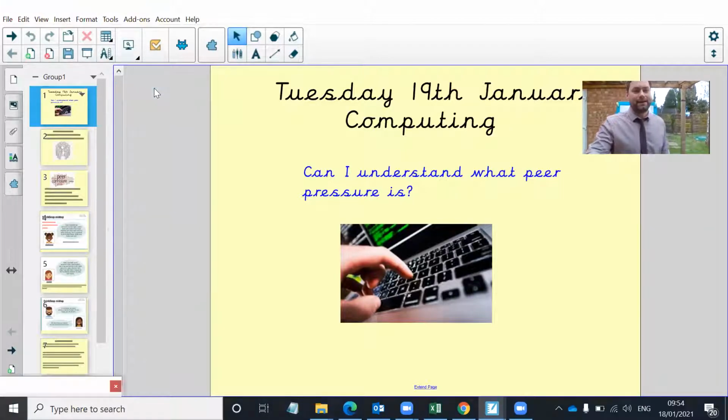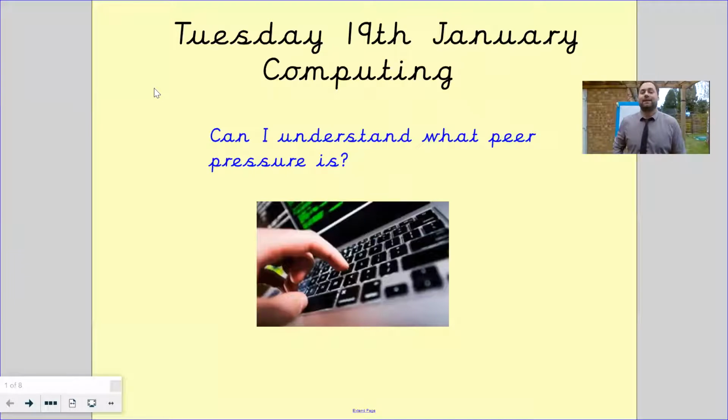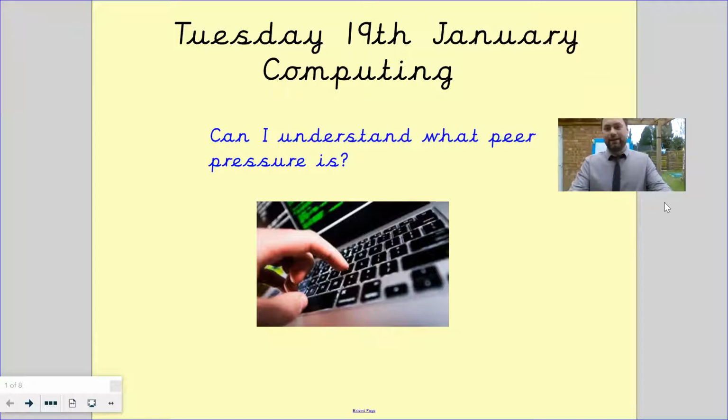And today is all about understanding what peer pressure is, and we're going to relate that peer pressure to online learning. Online learning using the internet. So we're looking at computing, what peer pressure is, and how we can relate that to e-safety. That's what I was trying to say. We got there in the end.